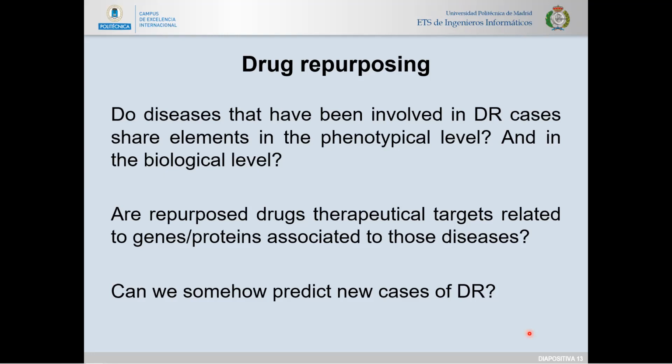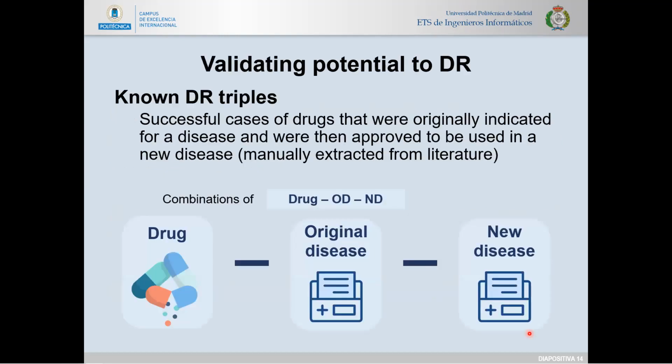Okay. First of all, before doing anything, we like to explore a little bit what the cases that have been working in drug repositioning are. So for that, we know some cases, as I showed you in the previous table, of drugs that have been reproposed during time, and we want to have a list of them. So we build a list of those triples where we have the drug, the original disease to which this drug was developed for, and then the new disease to which the drug has been reproposed. So we have those triplets.